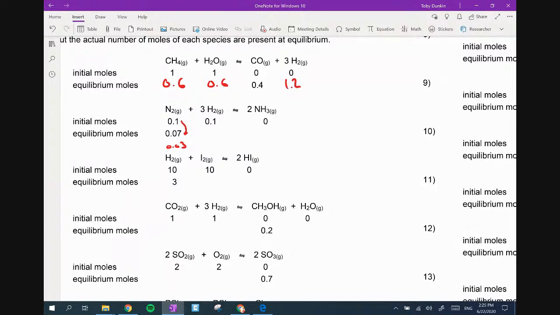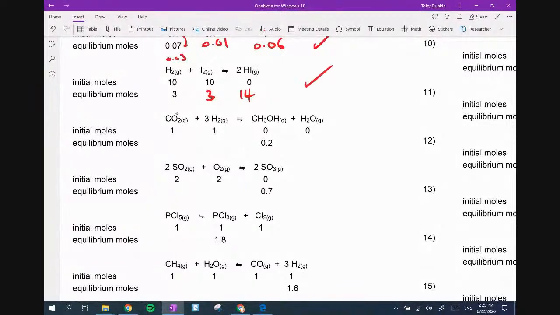Oh, stupid calculator. 0.1 minus 0.03 times 3. Right, 0.01. This one's going to go up by twice that to become 0.06. Tick it if you've got it. Tick, tick. Next one, decrease by 7, increase by twice 7. Tick it if you got it. Next one, increase by that. 3 times is going to 0.4 minus that, and that one then drops by 0.8.